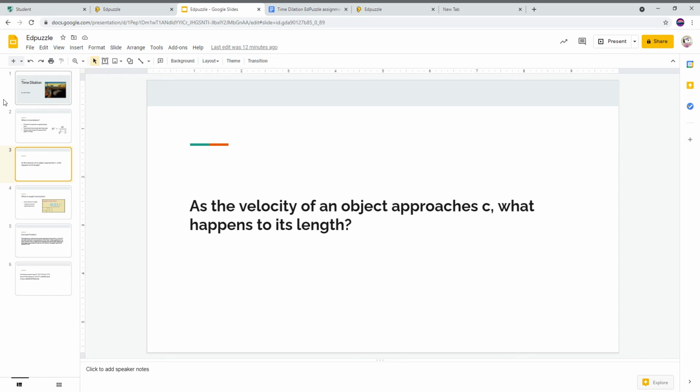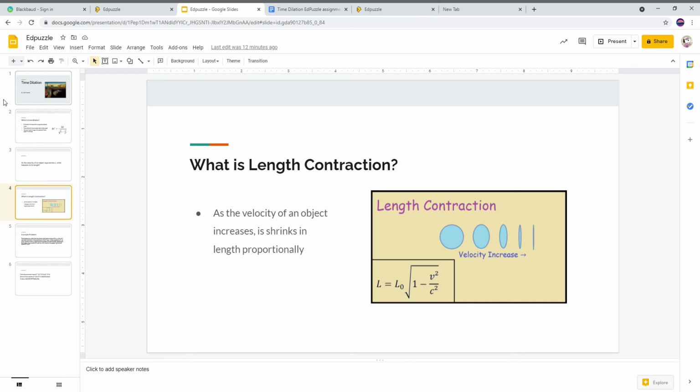So as the velocity of an object approaches the speed of light, we know that time would slow down. So what would happen to the length of the object? You can answer that now. The answer is that it would shrink. I'm sure you got that.